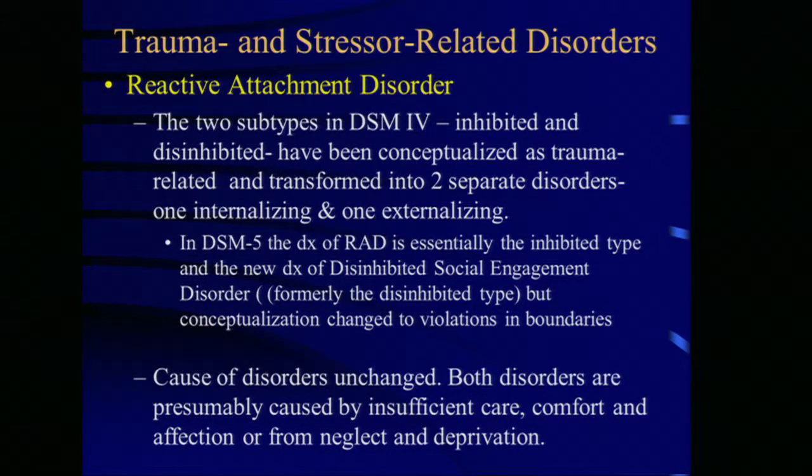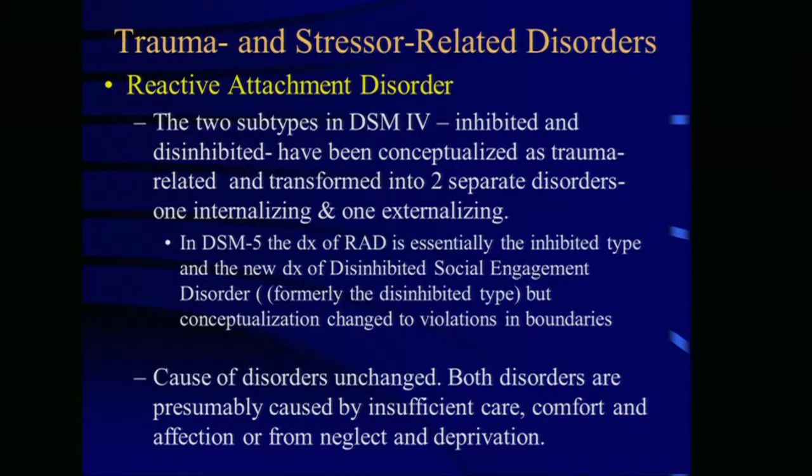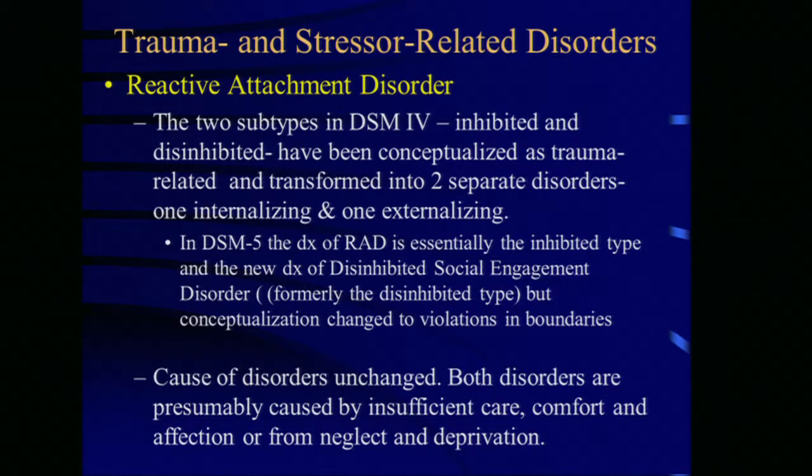So it's switched. And there's a little bit of a reconceptualization that the disinhibited type, which is now the disinhibited social engagement disorder, is a boundary violation, that there are no boundaries for those kids. The cause is the same. They're kids who have been neglected in terms of their care, or they've been abused. They're just not getting their basic needs met at the very minimum. So we've known that all along.